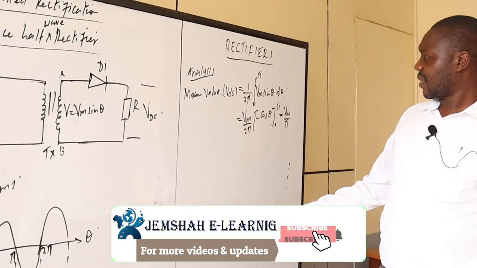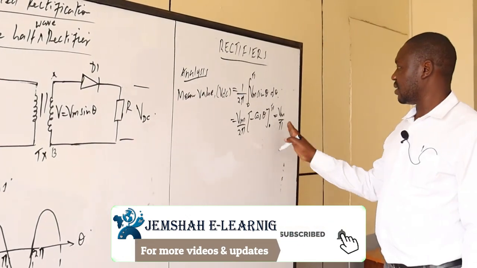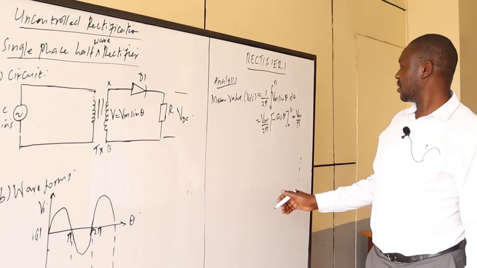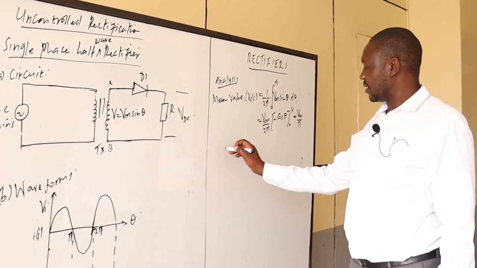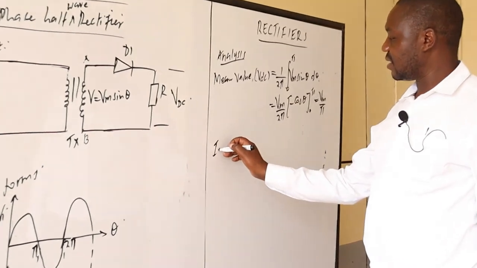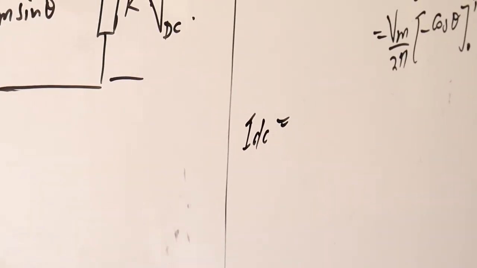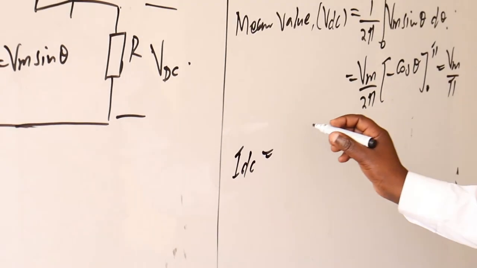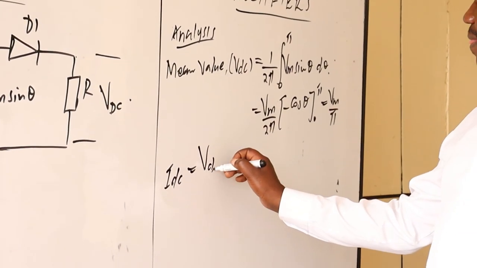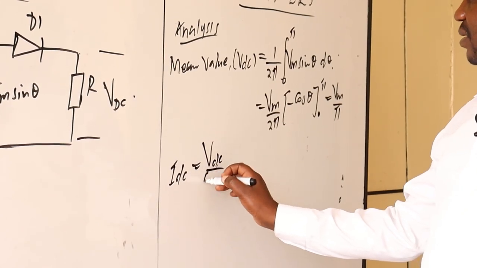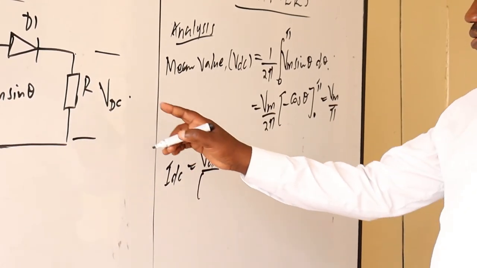Then you can also get the DC current that flows through the load. So we can talk of the IDC. IDC will be equal to our VDC divided by the load resistance.